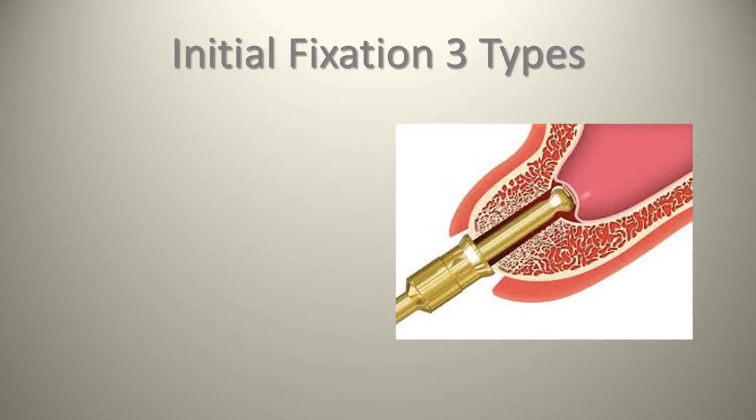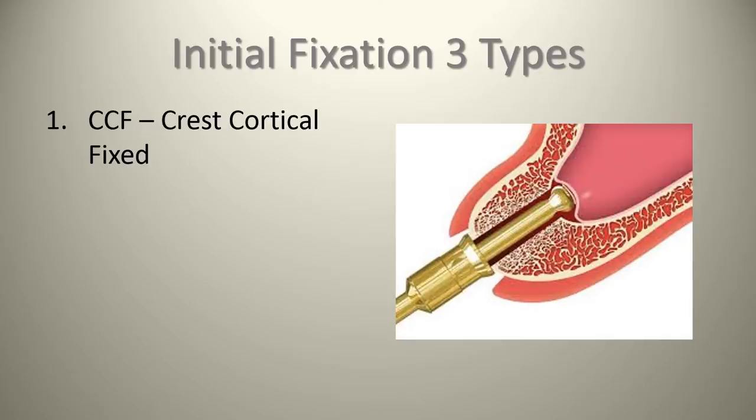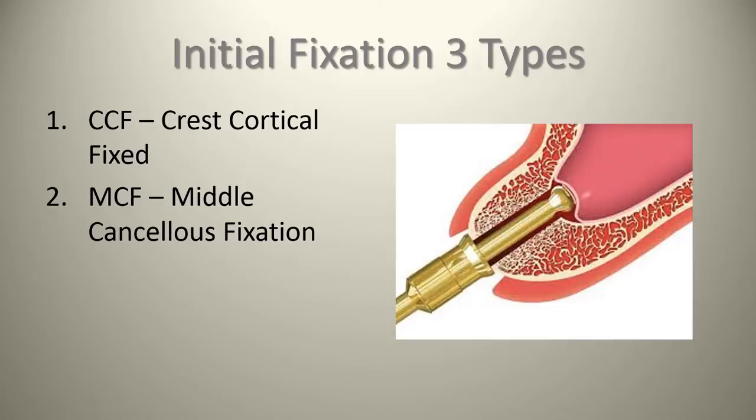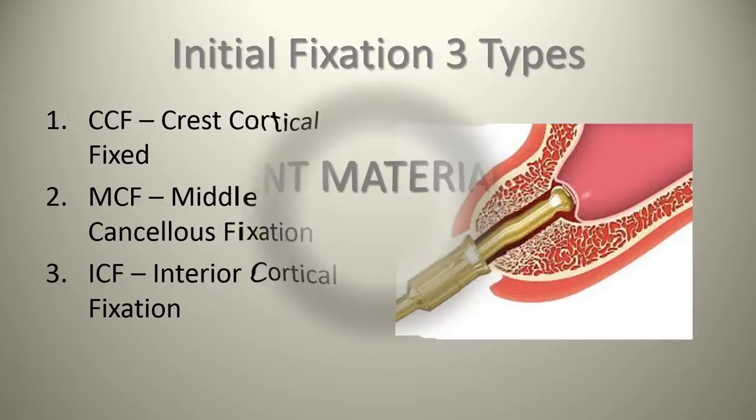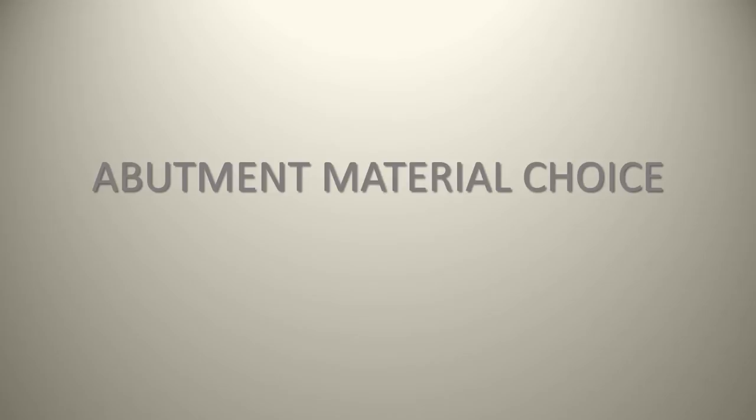As you know, we have bone, and bone usually has a cortex, and then there's some sort of middle or cancellous section to it. And usually bone, being one piece of bone, will also have an inside component, and this internal aspect will also have a cortex to it. So we talk about three types of initial fixation: CCF, which is crestal cortical fixation, MCF, which is middle cancellous fixation, and finally ICF, which is the interior cortical fixation. Many times you'll hear people talking about bicortical fixation of an implant, and that's basically where you're going from one to three, obviously going through two. And some people have stated this is the superior type of fixation that you can provide for a dental implant.